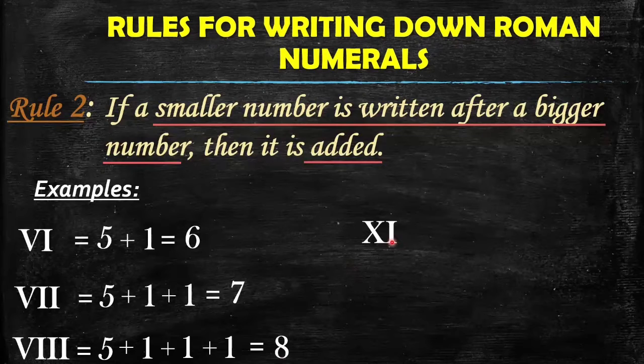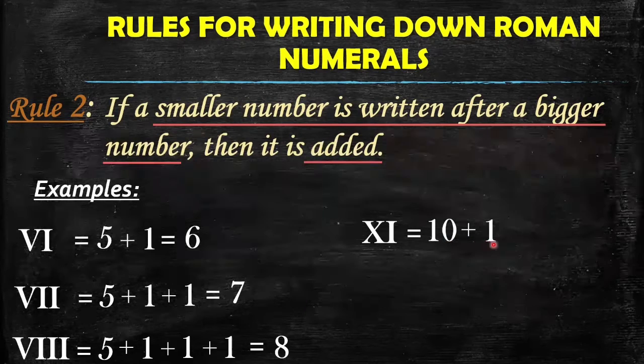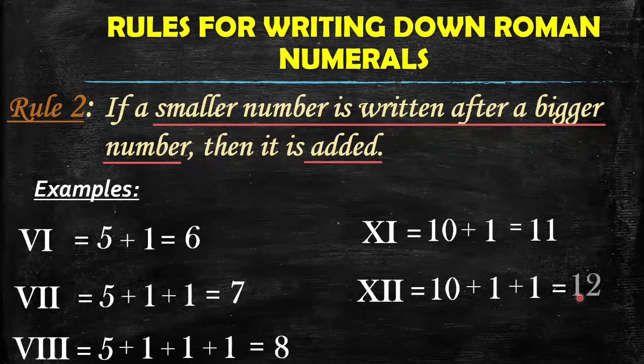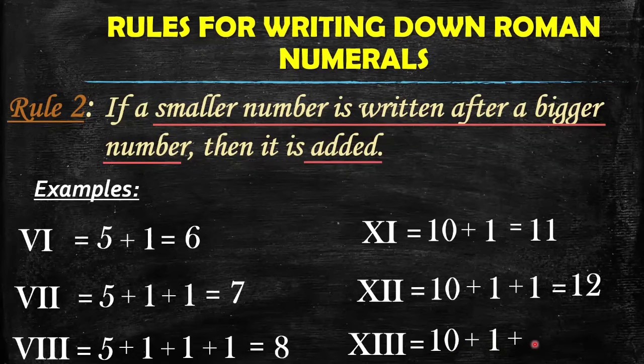Then we have XI. X means the number 10 and I means the number 1. X is the number 10, which is a bigger number, and I, which means the number 1, is a smaller number. The smaller number is written after a bigger number, so we have to add up. Equals 10 plus 1 equals 11. Then XII, which equals 10 plus 1 plus 1 equals 12. Then XIII equals 10 plus 1 plus 1 plus 1, and your answer is 13.